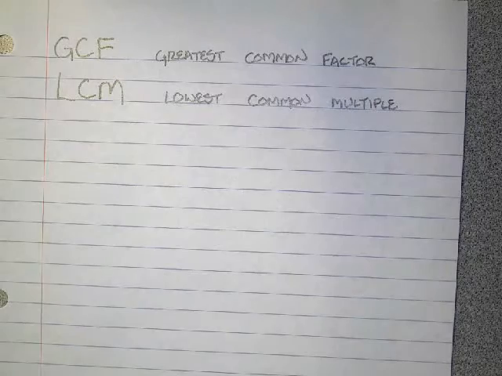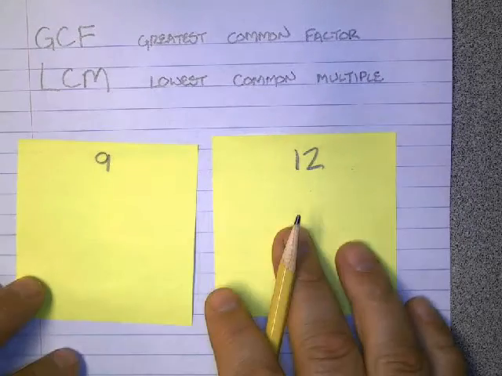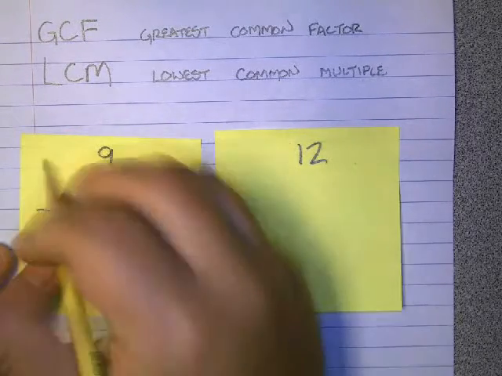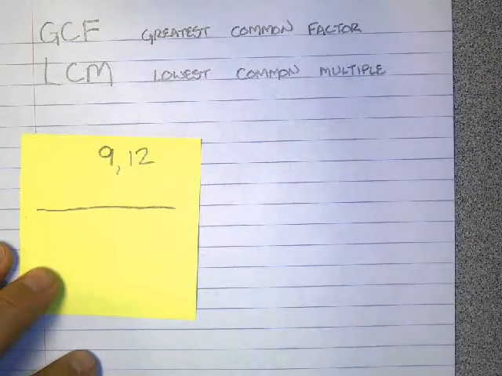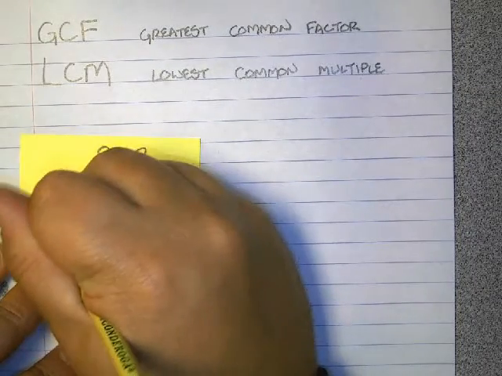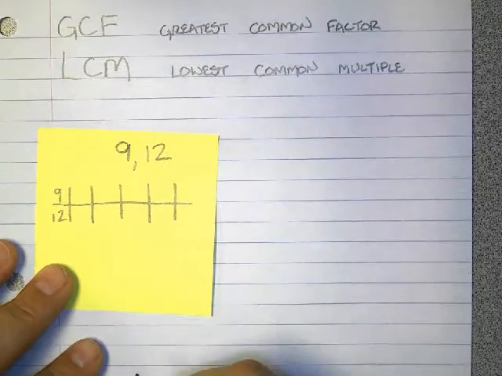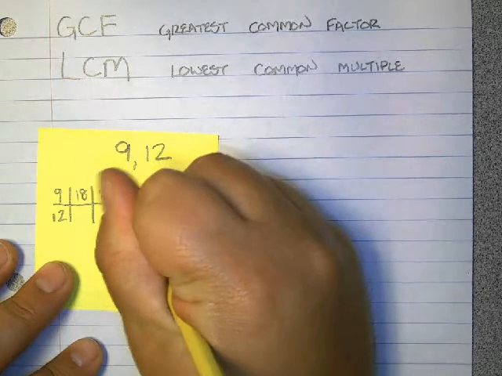Now for lowest common multiple, we use what they're going to be very familiar with. It's called ratio tables. So let's do a ratio table here. And I'm actually going to do 9 and 12. I'm just going to put them both on this one post-it here. So I have 9 and 12. And all I'm going to do here is just skip count. So if you can add, you can do this.